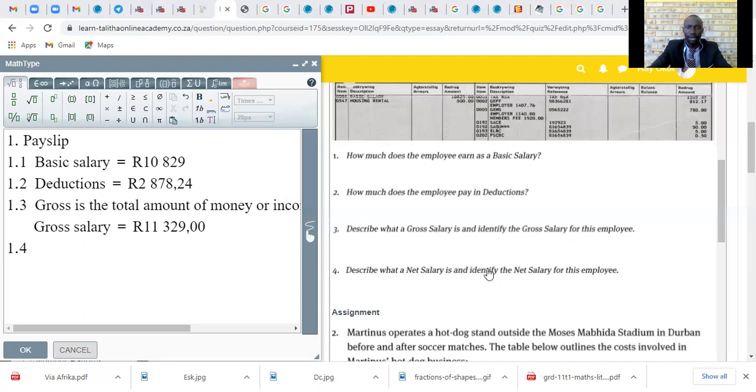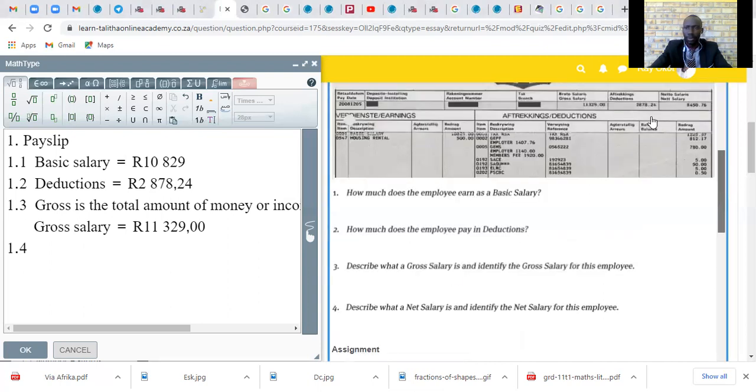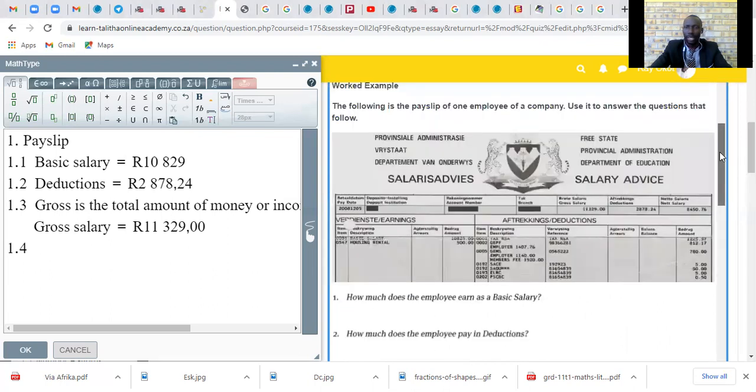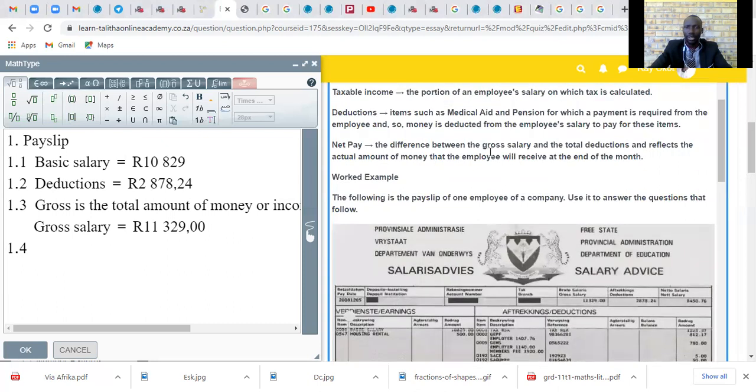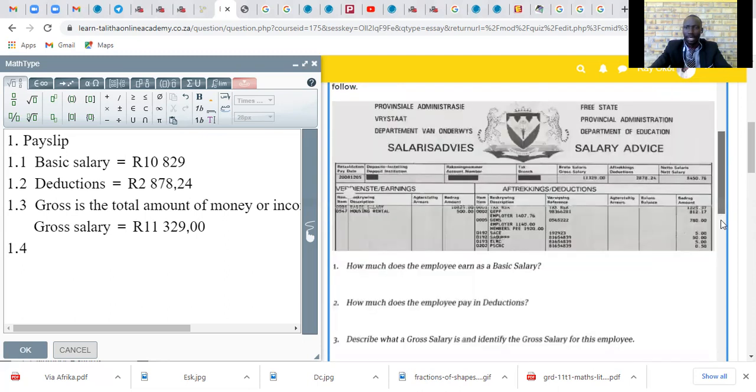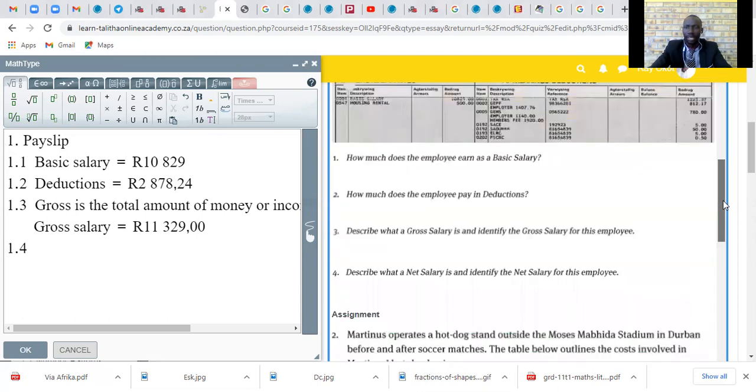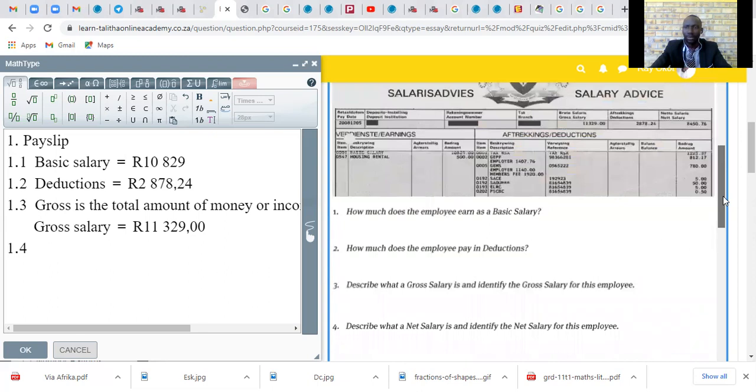Net salary, payslip. Yeah, we do have the net salary here right away. But also we are supposed to describe it. Well, we say the net salary is the difference between the gross salary and the total deduction. Okay? The net salary is the difference between the gross salary and the total deduction.